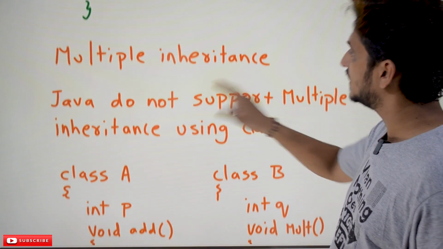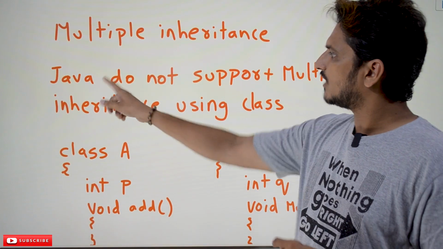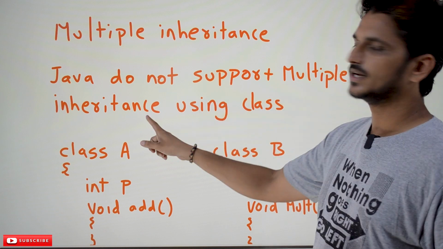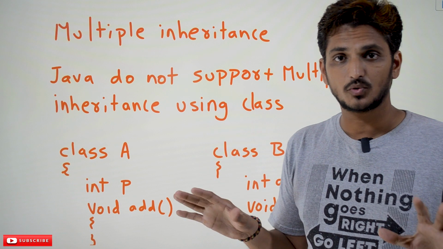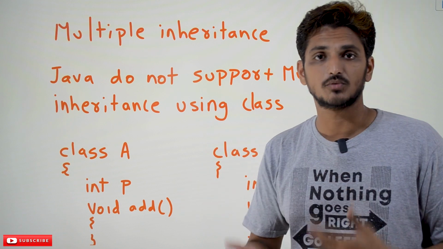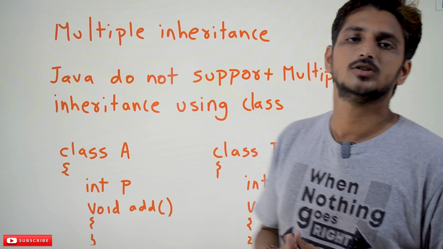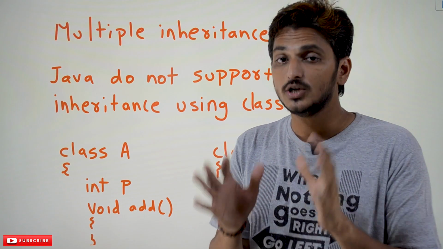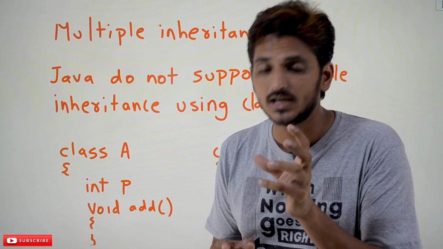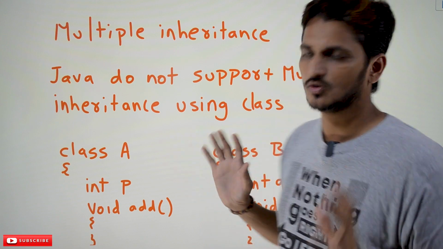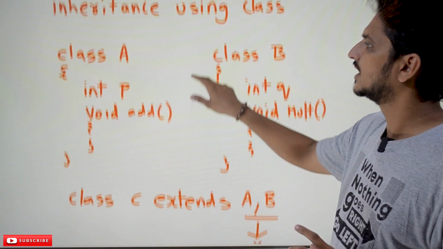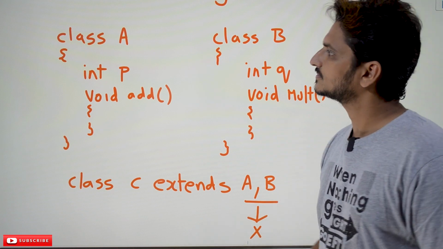Coming to the multiple inheritance concept, Java does not support multiple inheritance using classes. Java is not going to support it, but other languages do. Python supports multiple inheritance, but you need to understand what multiple inheritance means. So let's understand the concept, but Java is not going to support multiple inheritance using classes.